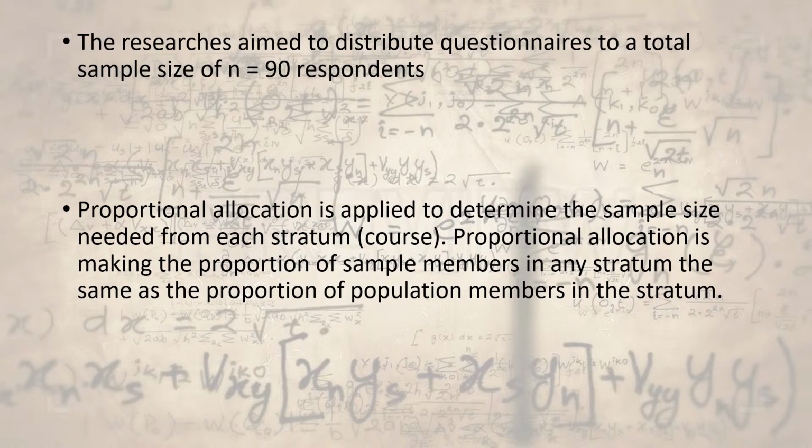Proportional allocation is applied to determine the sample size needed from each stratum or course. Proportional allocation makes the proportion of sample members in any stratum the same as the proportion of population members in the stratum. In this context, it is calculated by taking the total number of students in the course, let's say industrial statistics, divided by the total number of SQS students, multiplied by the sample size needed.